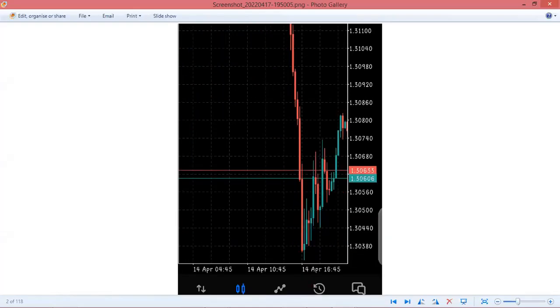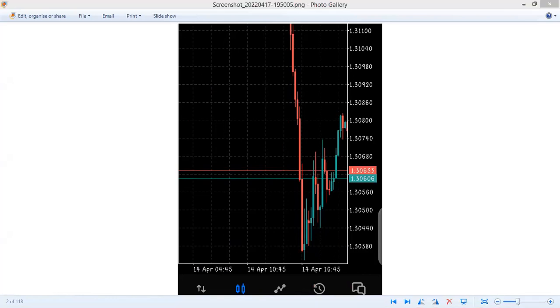Can you see the gap between 1.30633 and 1.30606? The gap between them, see how small it is. This is very small because this is a major currency pair.